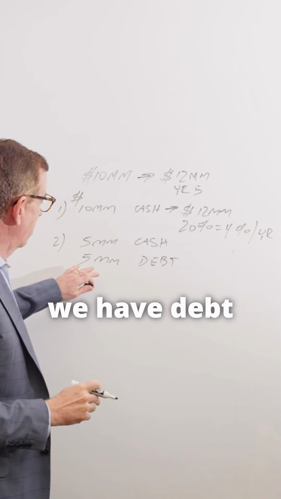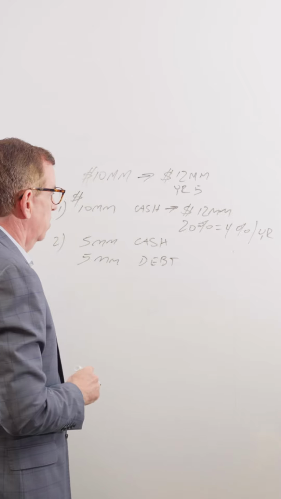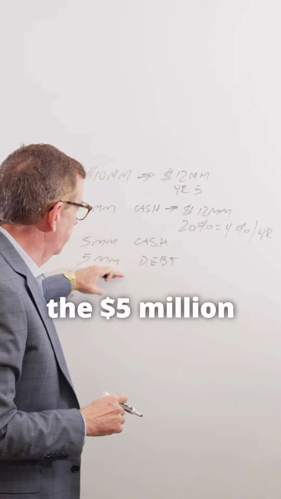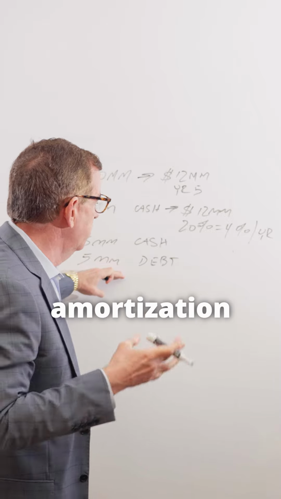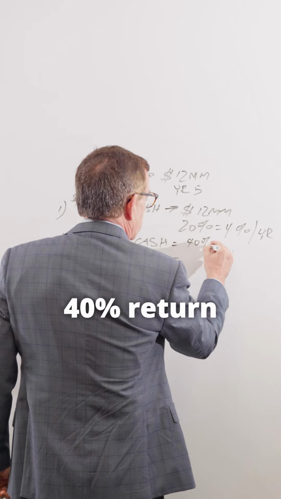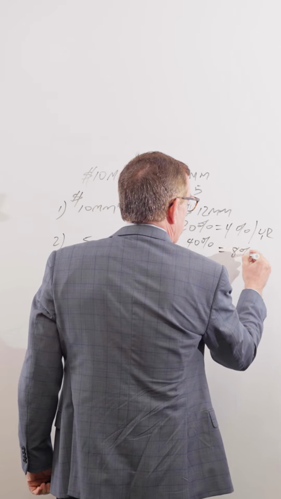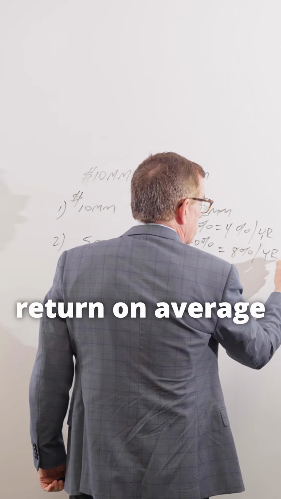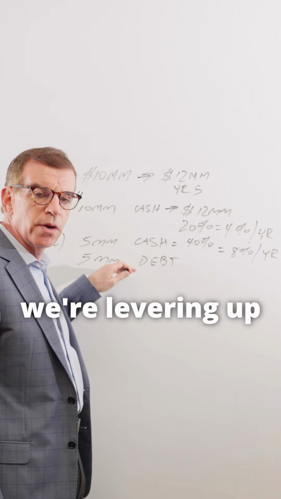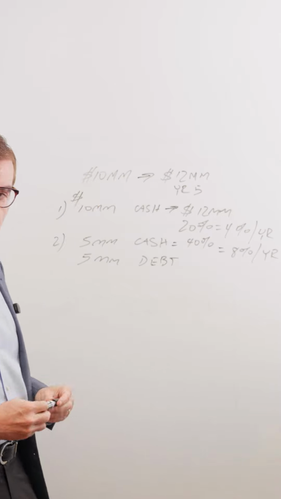And then if we have debt on the property, this $2 million of profit, we sell it for 12 million in 5 years, you got to pay the $5 million of debt. Let's assume no amortization, keeping it very simple. We have a 40% return over 5 years, which is 8% return on average per year. So by adding debt, we're levering up, we're increasing the return to equity.